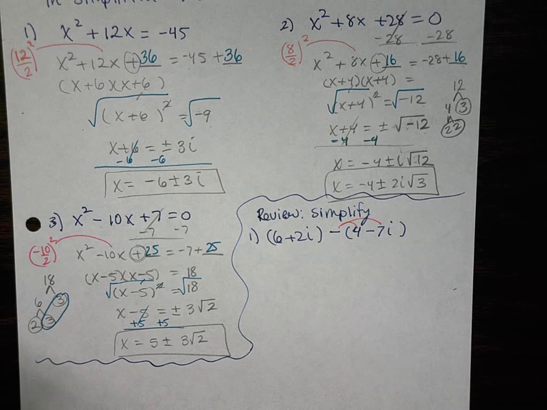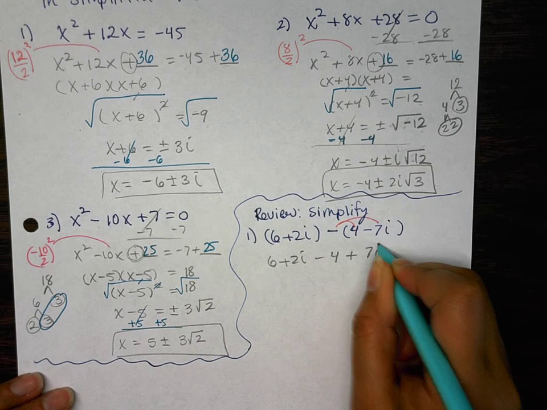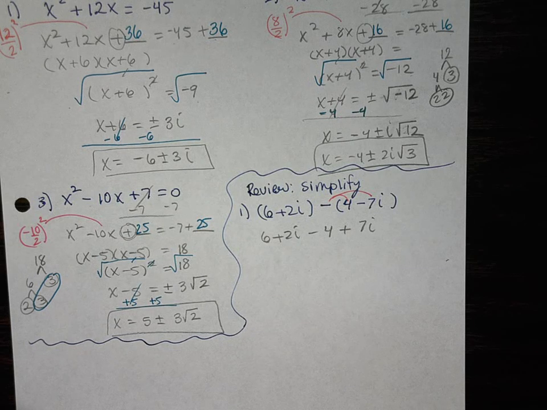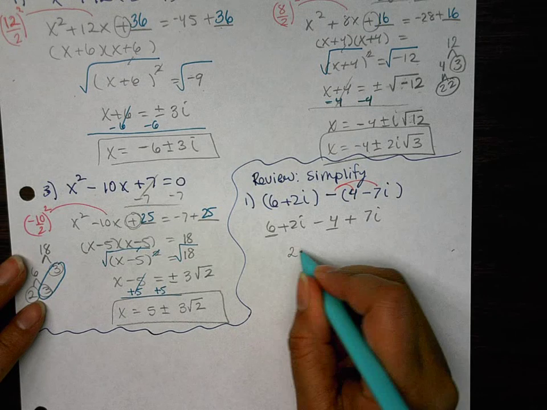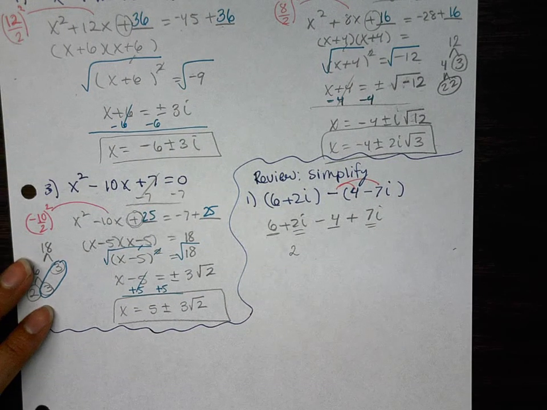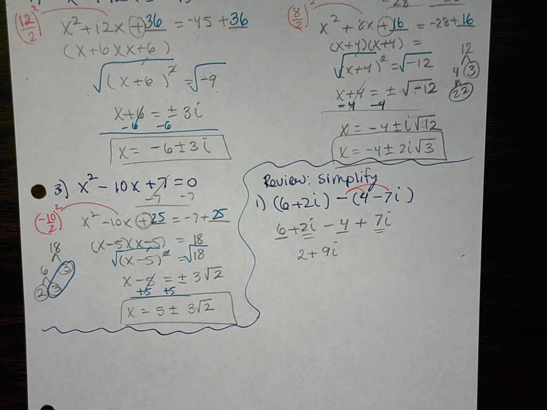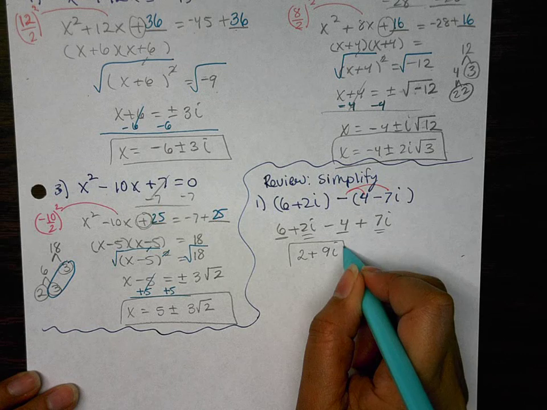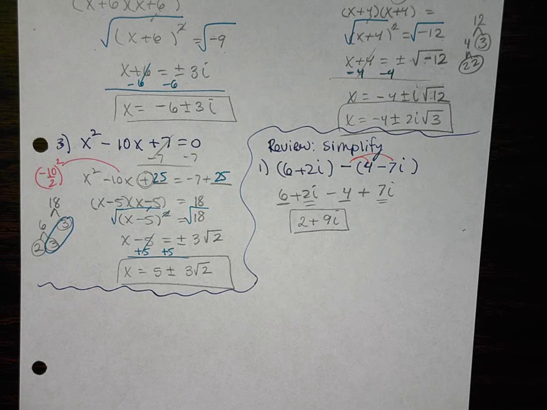Don't forget to drop, because I have a lot of kids distribute, leave the parentheses there, and then do a double distribution. Do not do that to yourself. Distribute and drop. What are my like terms here? 6 and what? And what does that add up to? And then 2i and 7i adds up to what? 9i, not 9i squared. Do you agree? We're not multiplying, we're adding. When you're adding, your i's stay i. 2i plus 7i is 9i. So this here is your complex number answer. Questions? All right, number 2.